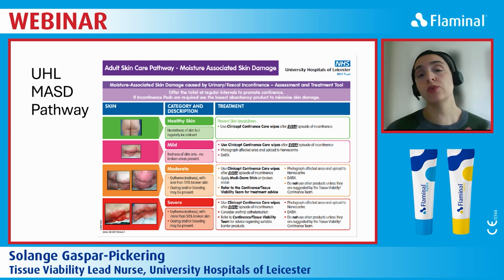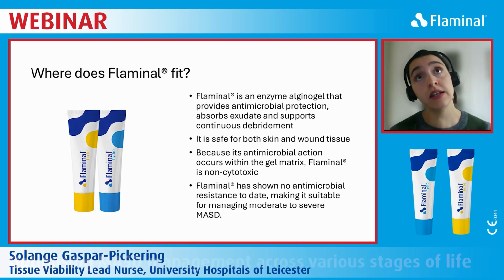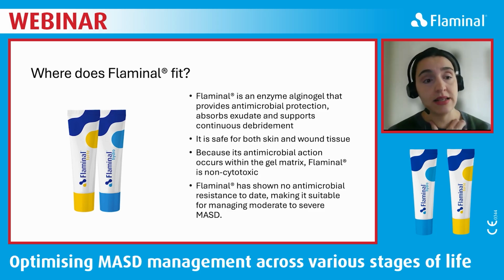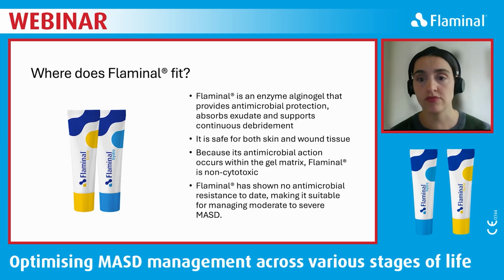So really, in all of this, where does Flaminol fit? So in UHL, the tissue viability team recommends using it from moderate to severe skin damage. And we recommend applying it every time the skin damage is addressed. So if it's related to continence, every time the continence is addressed and the patient is cleaned, then to reapply again.